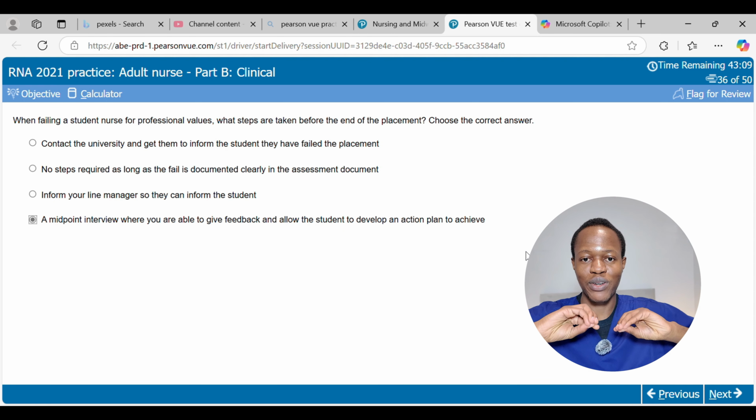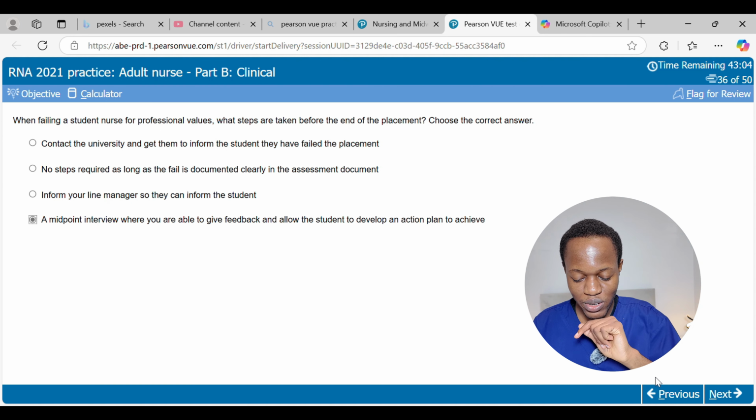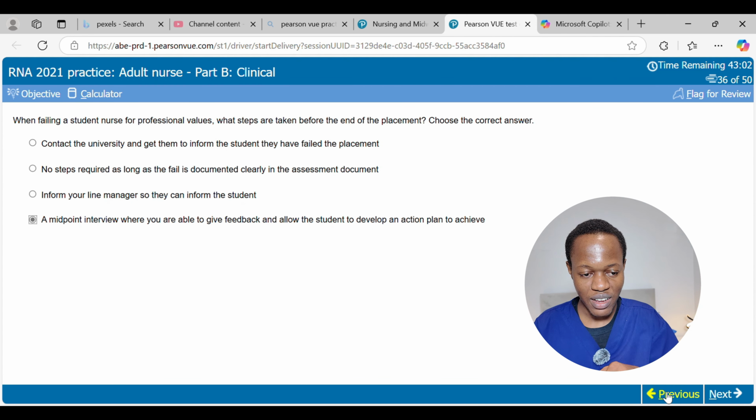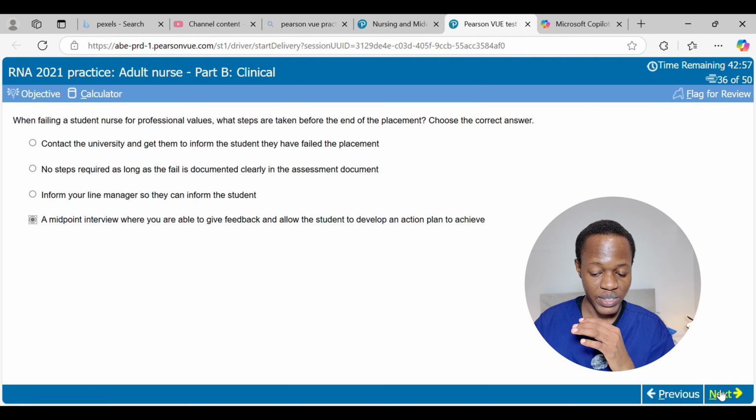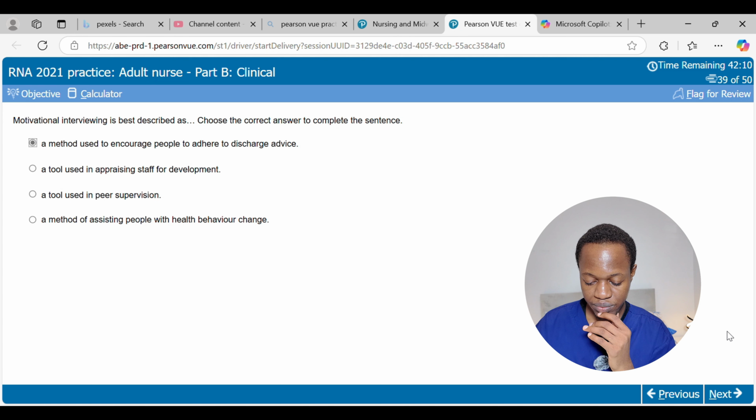Okay, I think because I don't work in the NHS, I won't be too sure of this. Because we answered a question earlier that said, when should you give feedback? Anyway, motivational interviewing is best described as such a method to use to encourage people to adhere to discharge advice. A tool used in appraising staff development, a tool used in peers, no, a method of assisting people with health behavior change. I'll just go with A.